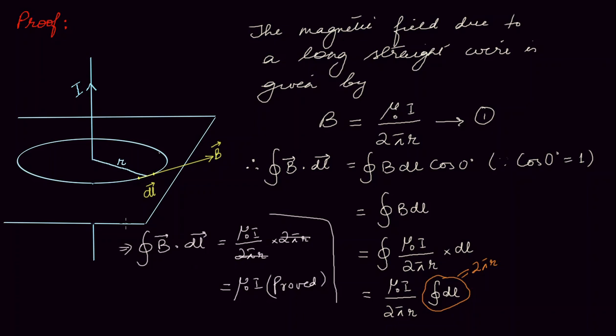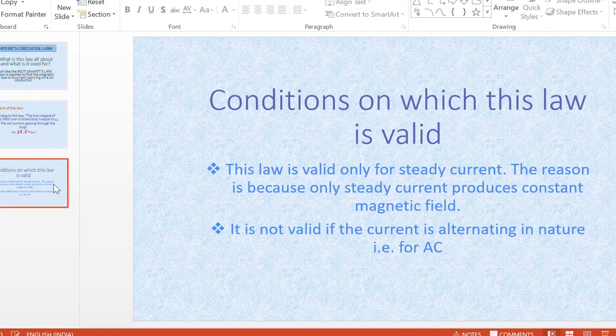Alright. Now, what are the conditions on which this law is valid? This law is actually valid only for steady current. Okay, only for steady current. The reason is that only steady current can produce a constant magnetic field. It is not valid if the current is alternating in nature. That means if it's alternating current, AC. Okay, remember these 2 points.